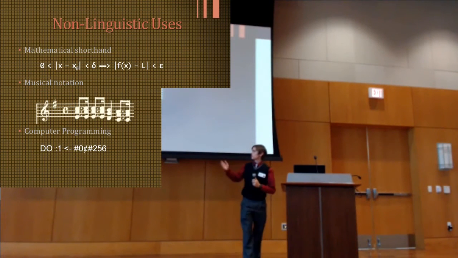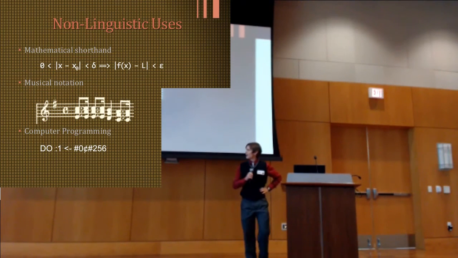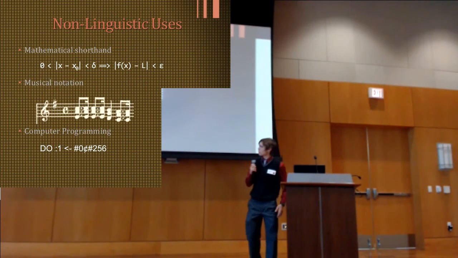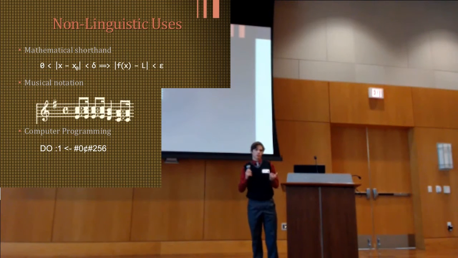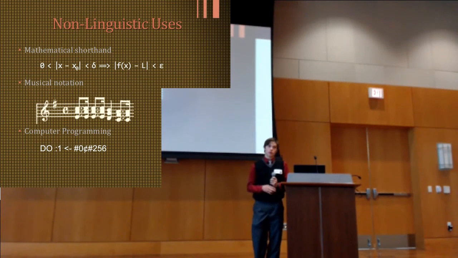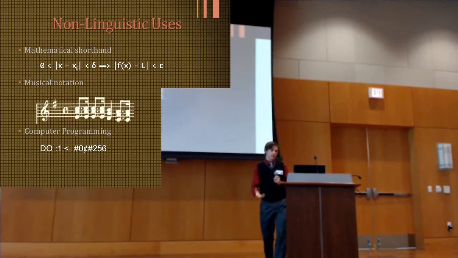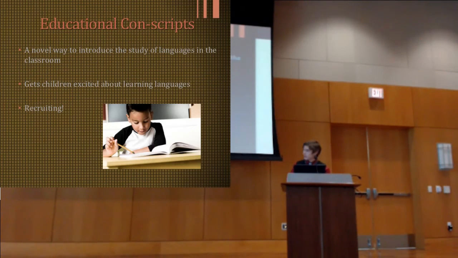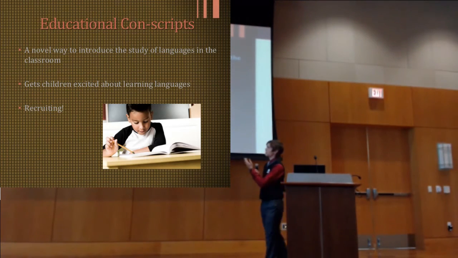And of course, there's computer programming, which, you never want to use that language, by the way. But computer programming is a form of constructed script, though almost all of them are based on alphanumeric. Though there are a variety of rare programming languages that use other scripts. They're primarily based on natural scripts. And finally, you can use constructed scripts for educational purposes.